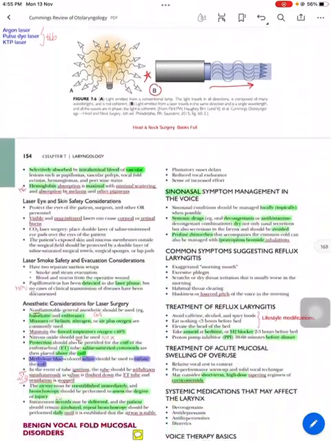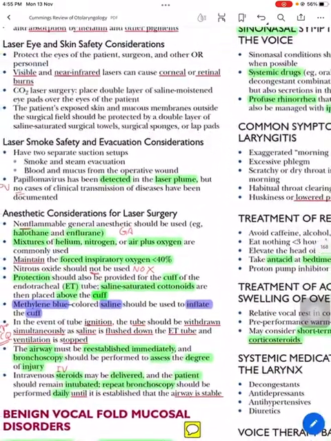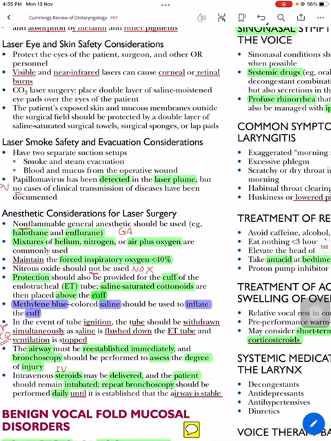Now we come to an important subject that you may be asked about: what are the anesthetic considerations for laser surgery? The type of general anesthesia should be non-inflammable type. The forced inspiratory oxygen should be maintained less than 40%. Nitrous oxide should not be used, and methylene blue colored saline should be used for cuff inflation.